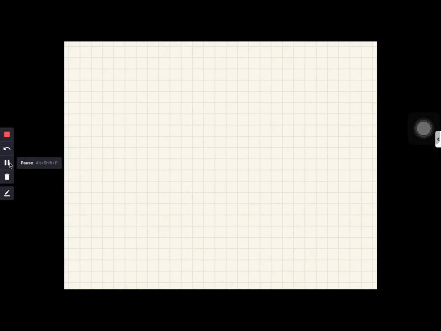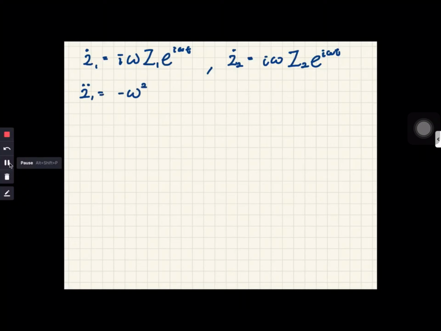And if we take the derivatives, z1 dot will be i omega capital Z1 exponential i omega t, z2 dot will be i omega capital Z2 exponential i omega t, and z1 double dot will be negative omega squared capital Z1 exponential i omega t, and z2 double dot will be negative omega squared capital Z2 exponential i omega t.